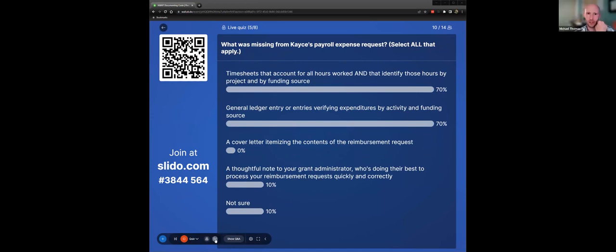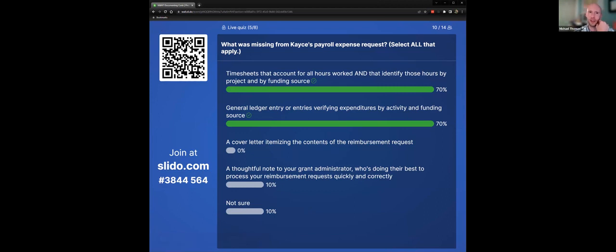All right. Looks like timesheets and general ledger got a lot of attention there, and those are of course correct. You have to have timesheets showing how a person's time was allocated, and then a general ledger record showing that you allocated that expense appropriately in your accounting system. Well done.